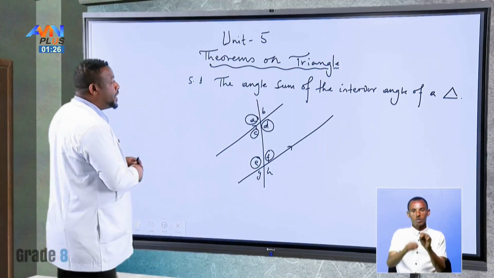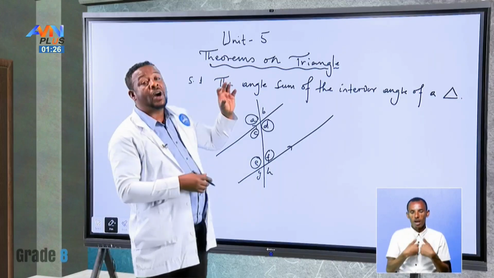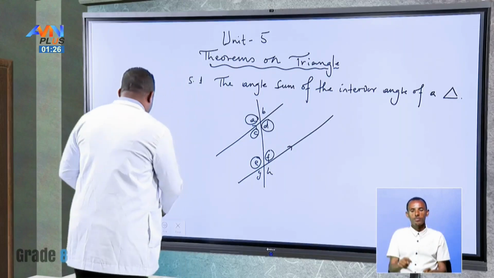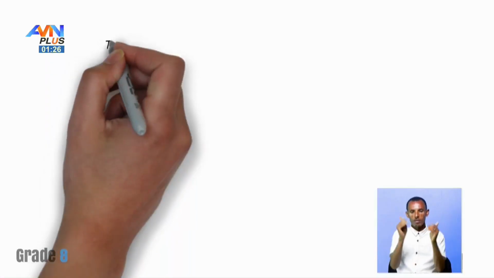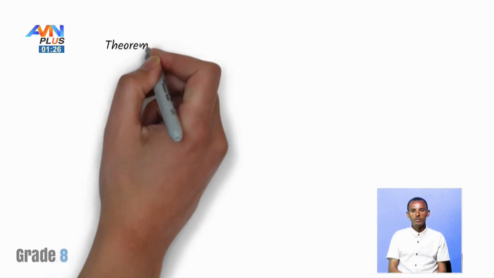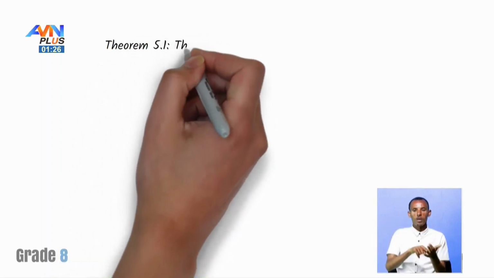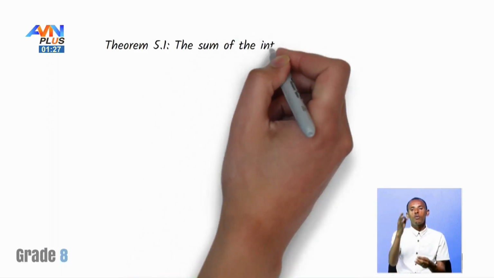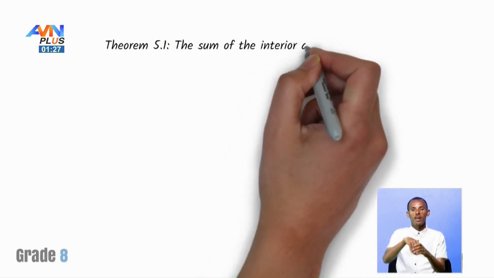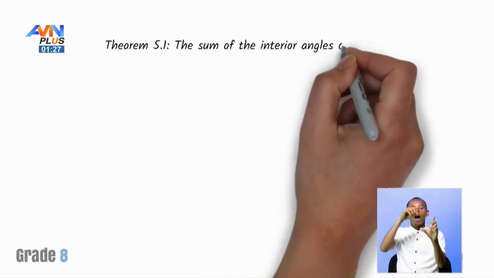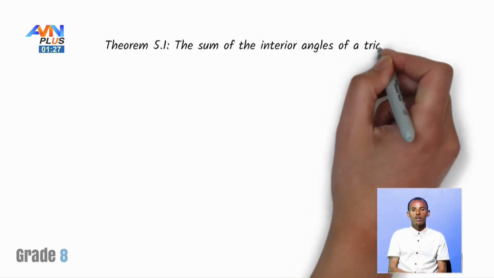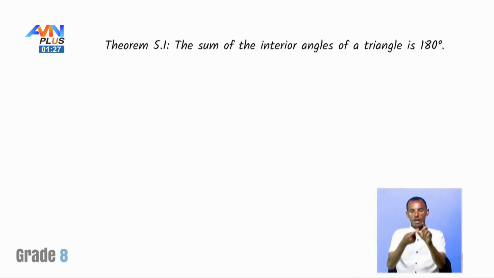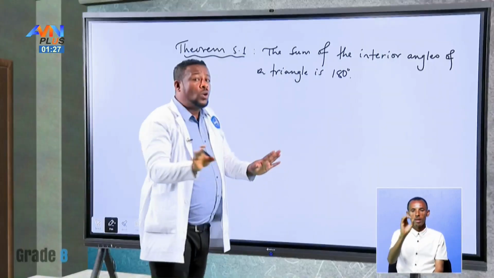So let's see the first theorem that we have in 5.1. It's about the sum of the interior angles of a triangle, okay? Theorem 5.1 tells us the sum of the interior angles of a triangle is 180 degrees, right? You all know this.